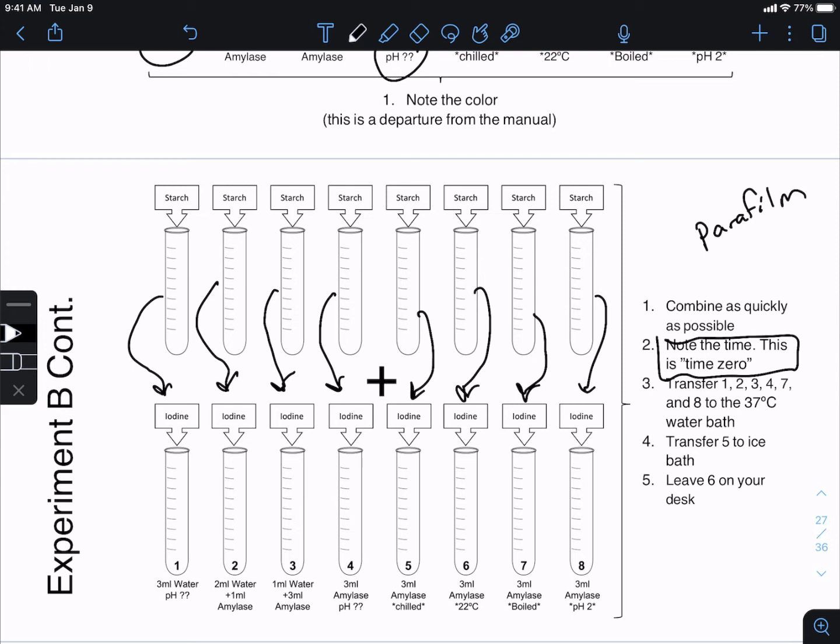Transfer 1, 2, 3, 4, 7, and 8 to the water bath that's at 37 degrees. Put your number 5 back on ice. Put your number 6 back on the desk. Remember, 7 is the one that you boiled, but you're not going to put it back in the boiling water. Just put it in a 37-degree water bath. Number 8 is the one that you lowered the pH. So this is the one that's at pH 2, hopefully, if you did things correctly.